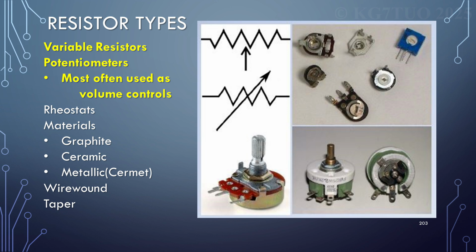Okay, look how much yellow's up there. Variable resistors and potentiometers most often are used as volume controls. That's all you need to know. And they will be called a pot. But not on the test.